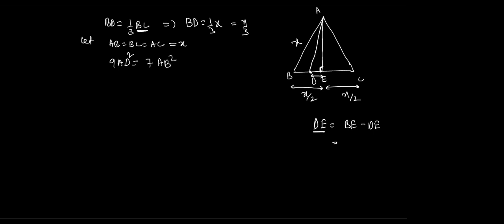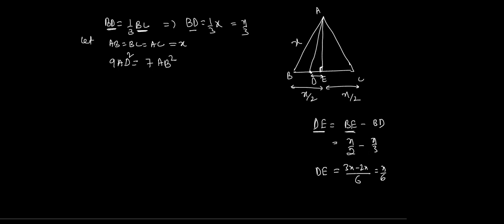So you can simply write BE is actually x by 2 minus, you need to calculate the value of DE now. So BD we have to write here, and BD is actually equal to x by 3. So when you take the LCM 6, you get 3x minus 2x. So you will get x by 6. So actually DE is equal to x by 6.